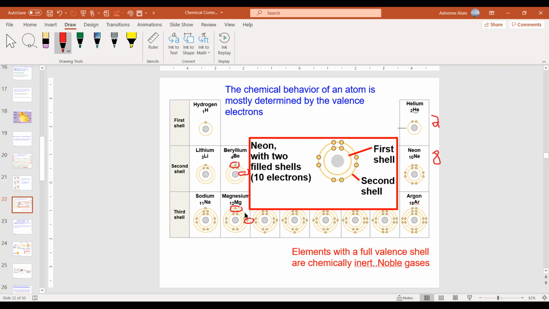Therefore, beryllium and magnesium have the same number of electrons in their valence shell. They behave similarly in terms of whether or not they want to bond or give off electrons, as I'll be showing you. Pick up electrons, I will show you.